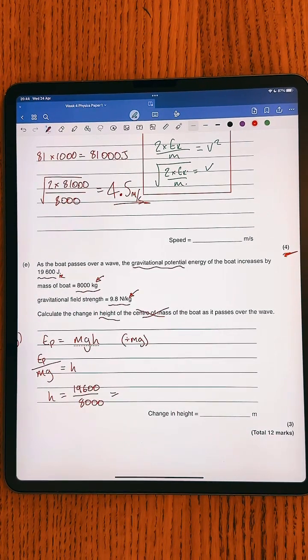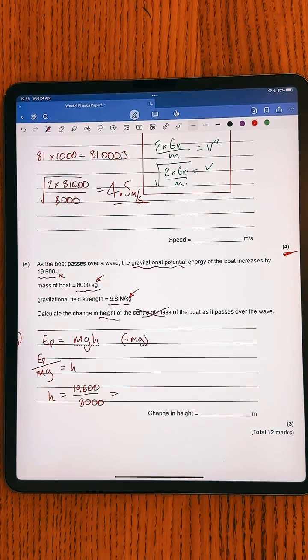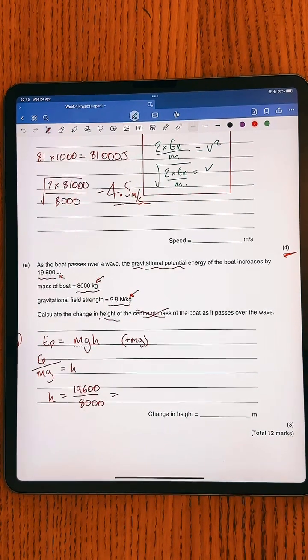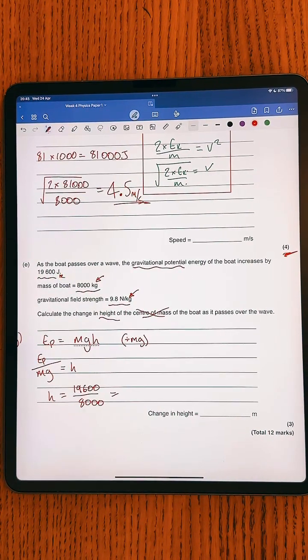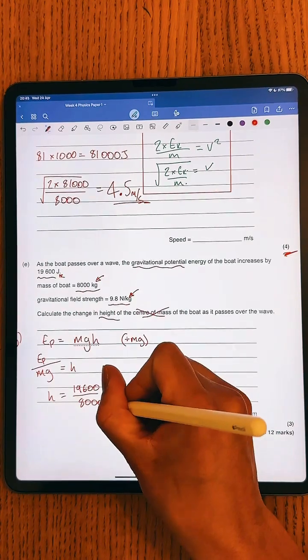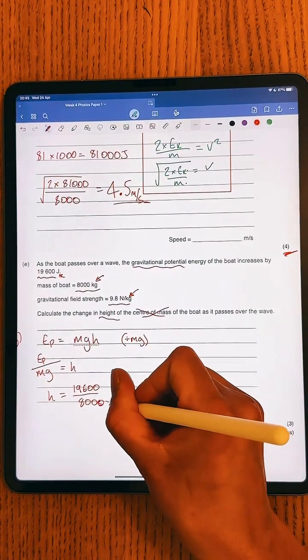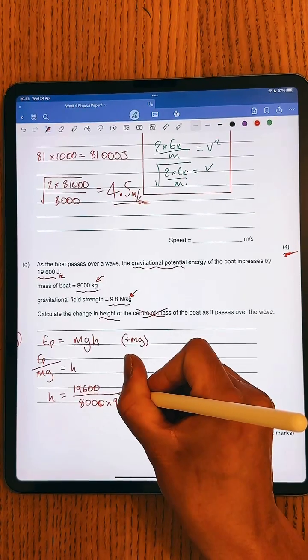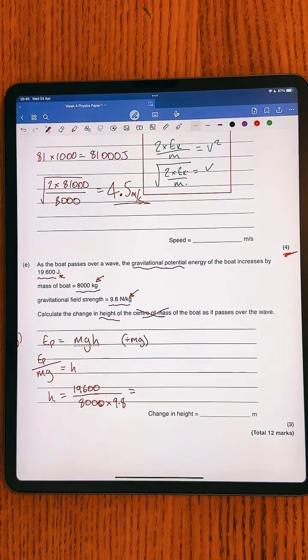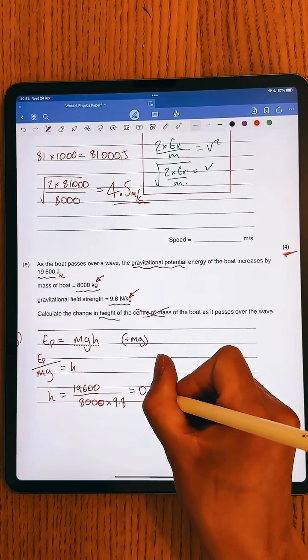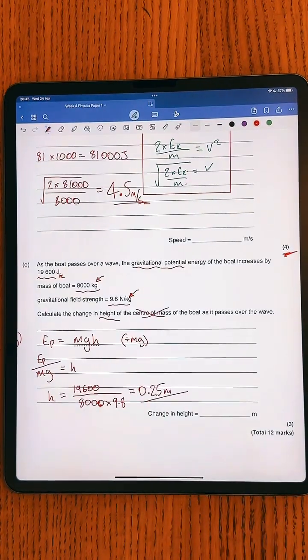What did you guys get? What level is this? This is GCSE physics higher, this question. People are finding it easy. What do we get? Anyone got the answer there? Don't think it's 2.45. Oh, I forgot to do times 9.8. Sorry, I forgot to mention the g. Let's add that in. 8,000 times 9.8 gives you, yeah, you should be getting 0.25 meters. Well done, those of you getting that.